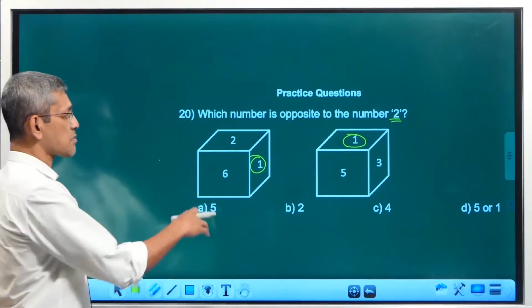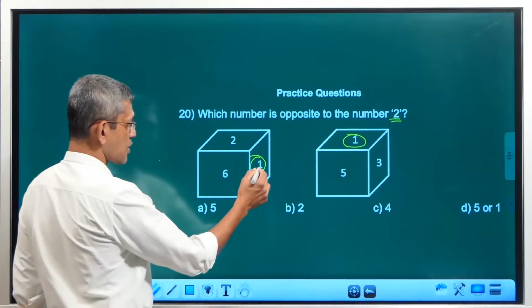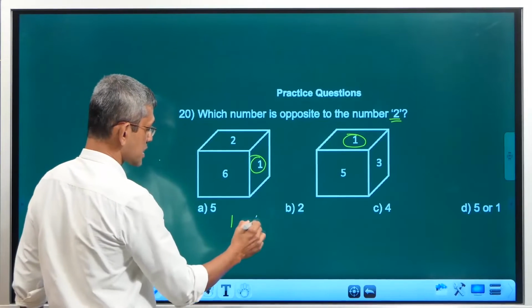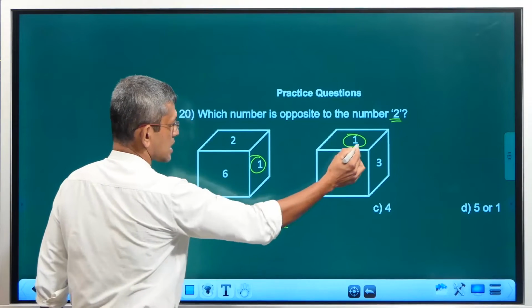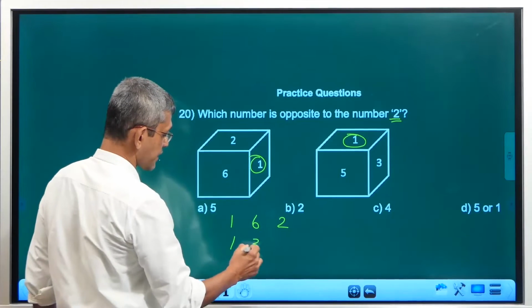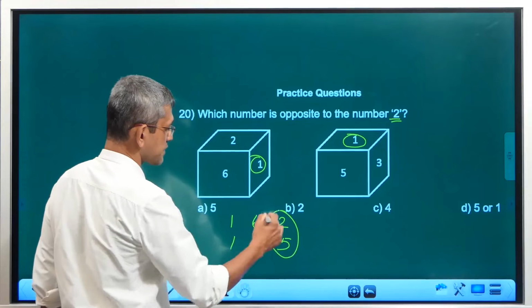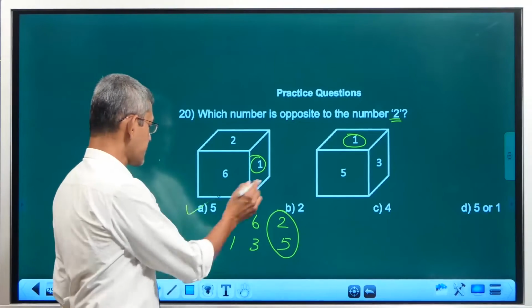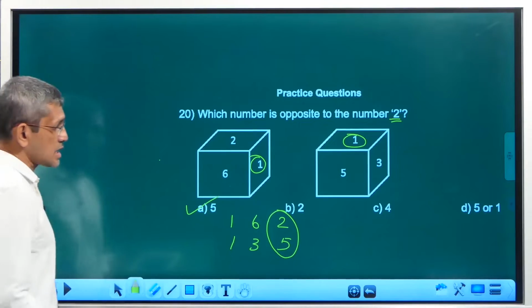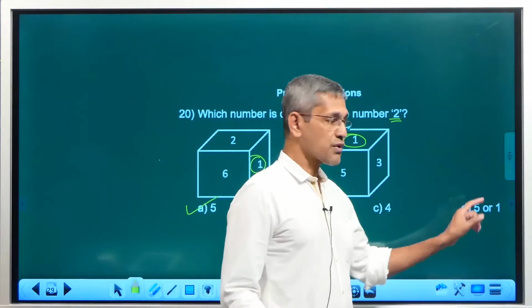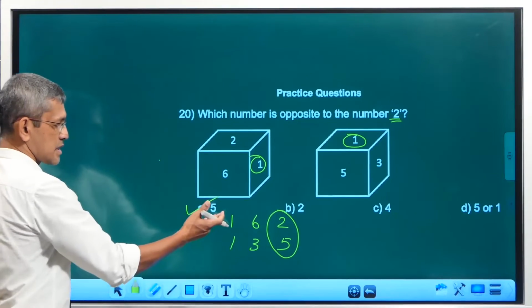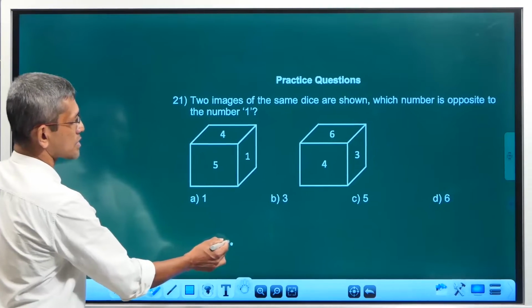So in that case we have to apply rule number 4. Rule number 4, 1, 6, 2. So clockwise from the common number 1, 6, 2. And here 1, 3, 5. 1, 3, 5. So 2 is opposite to what? 5. So 2 is opposite to 5. So answer choice A. And here we have a confusing answer choice, 5 or 1. Ignore it. In this case we have a definite answer. 5 is the answer.